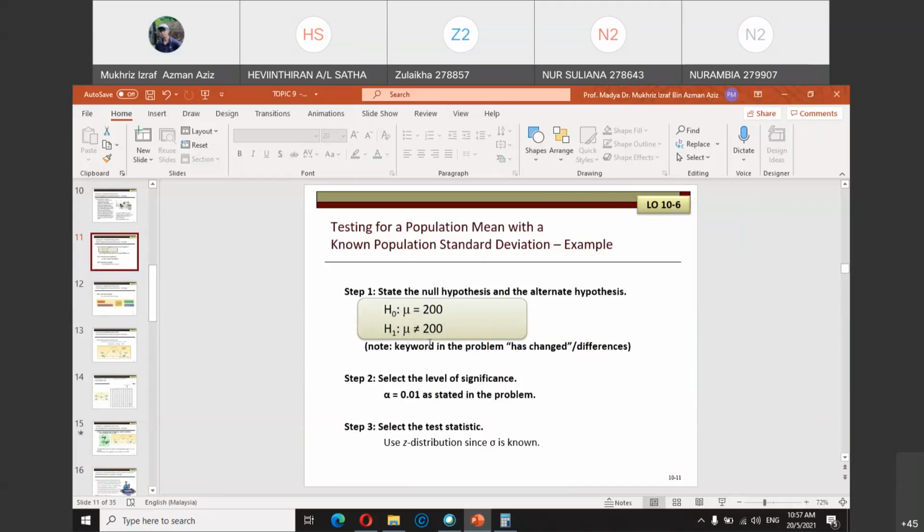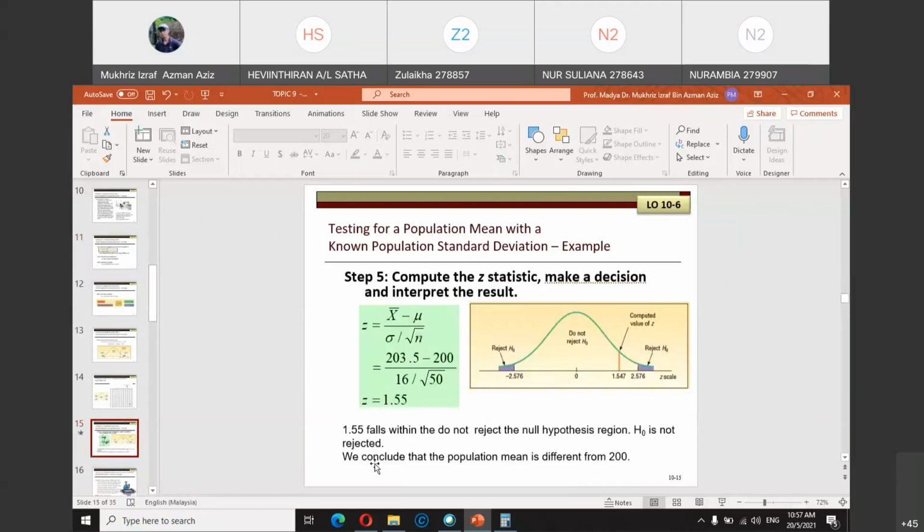It's not different than 200. So basically, whatever you conclude should be referring to your H1 statement. If you reject H0, we conclude that the mean is different than 200. But in our case here, we cannot reject, so just add the word not.